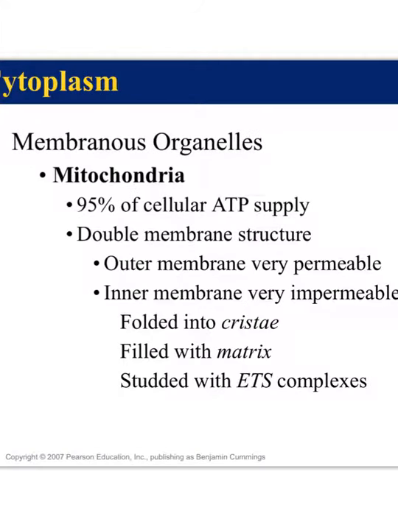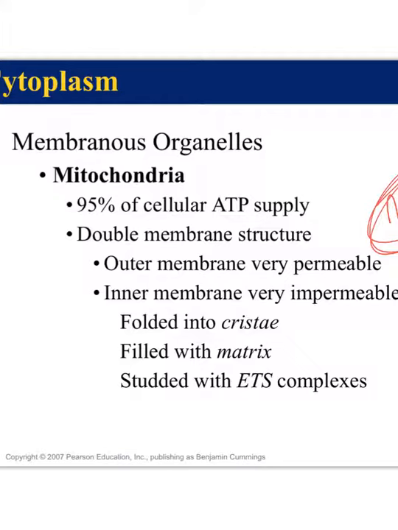The next membranous organelle is the mitochondria. You already recognize that the mitochondria is the powerhouse of the cell. That's because it creates 95% of the cell's ATP supply, and it does so by using a variety of proton pumps and electron transport system complexes. The mitochondria has a double membrane structure, so it has an outer membrane that is pretty highly permeable, and then there's an inner folded membrane of cristae, and that's a little bit less permeable.